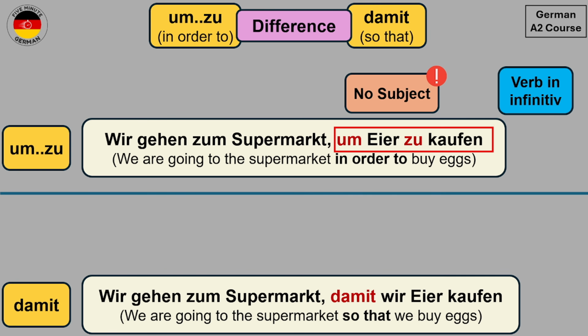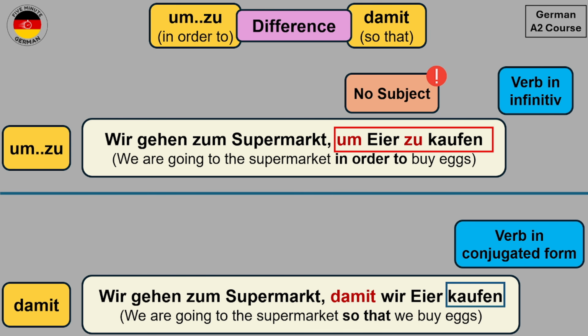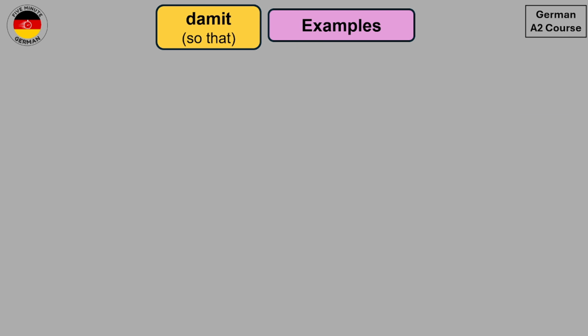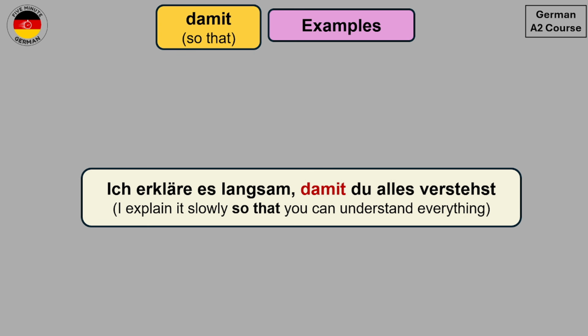Now you see over here, we have the verb in conjugated form at the end, and we have also mentioned the subject in the Nebensatz. So this is important for you to understand. In case of zu, we said that the subject is the same, but in case of damit, the subject can be different. Let's understand this with an example. I have the sentence: Ich erkläre es langsam, damit du alles verstehst. I explain it slowly so that you can understand everything.